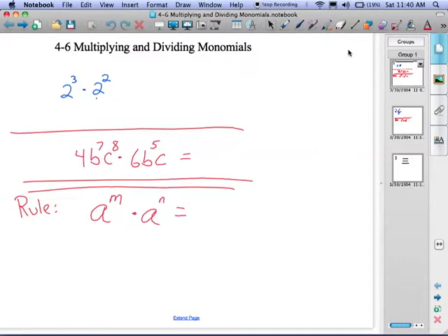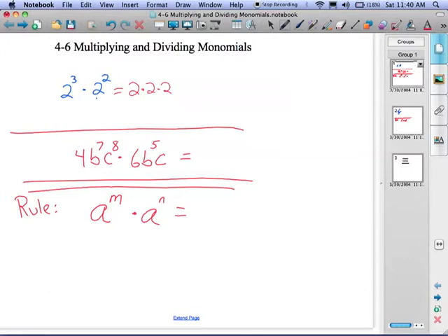We want to work towards getting to the rule at the bottom of the board, which is going to make multiplying and dividing monomials a really easy thing to do. Almost like another trick that we learned in the last lesson. But first, we're actually going to write out 2 to the third power times 2 to the second power in expanded form.